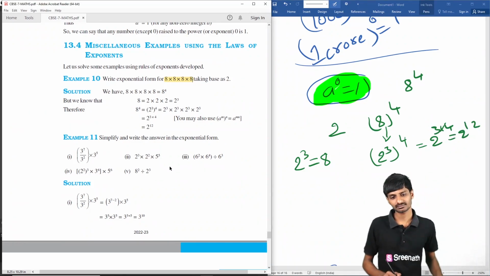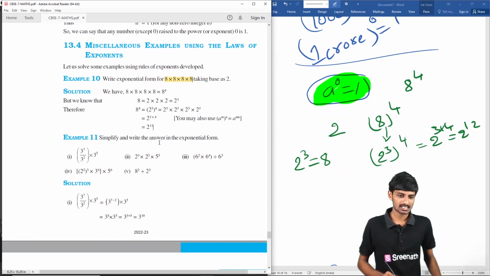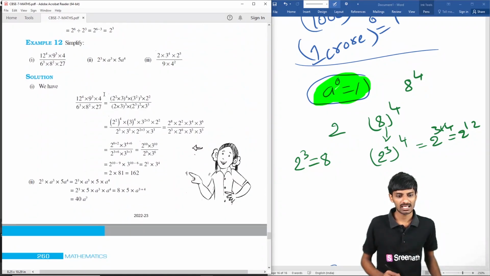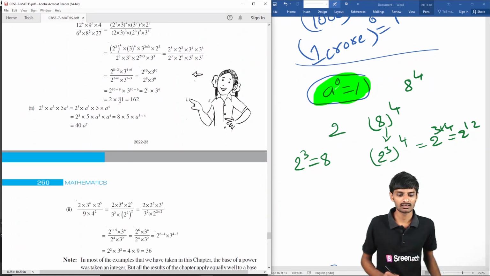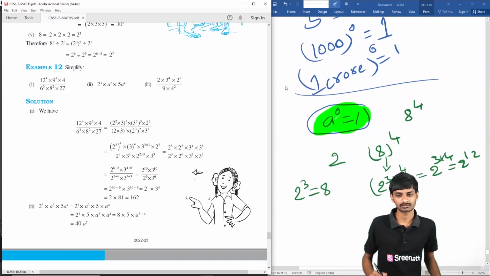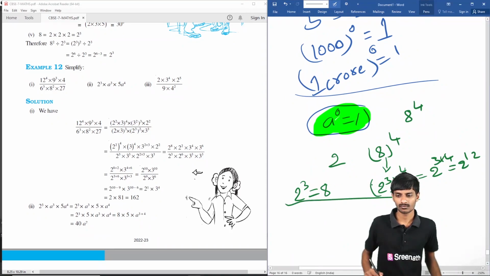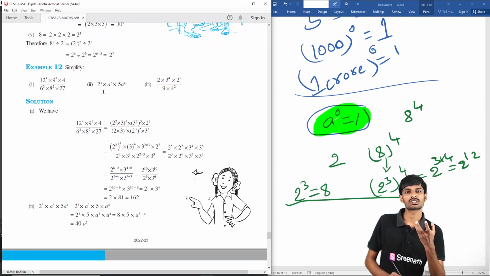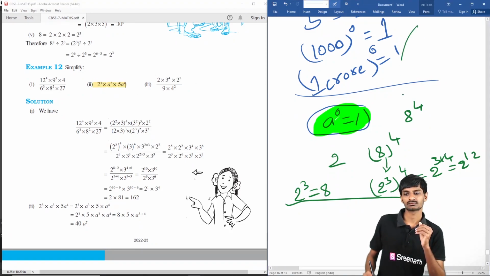That is the way. And the next thing is: simplify and write the answer in exponential form for all these. I will explain this. It is somewhat difficult, so that you will get the answer for it. Which one do you want? If you see here, how simple it is. I will explain this.